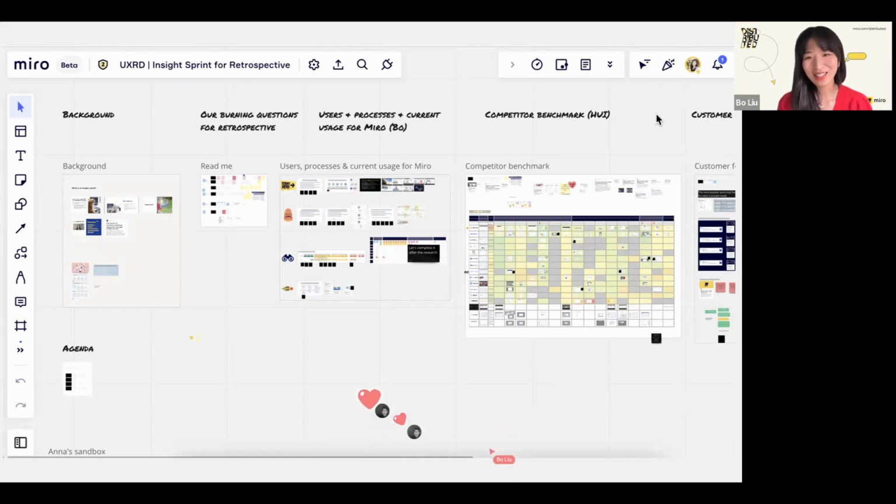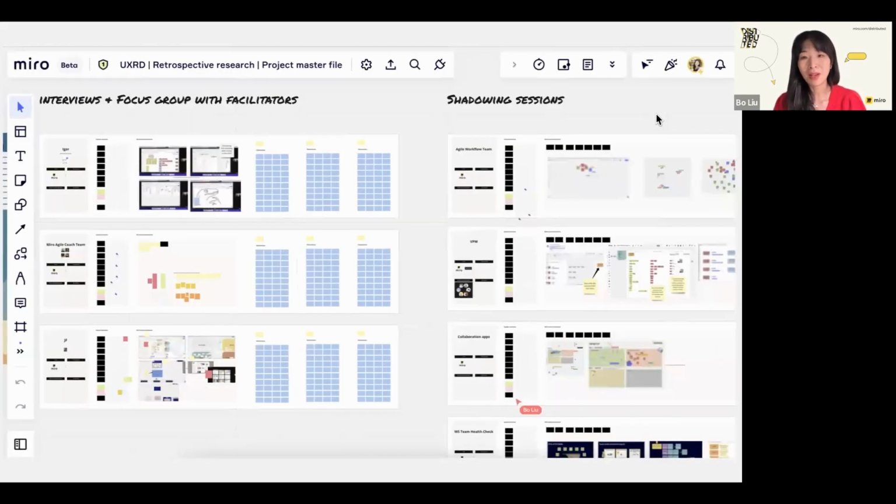So at the end of the insight sprint, we were very excited that just within 1 week, we had already learned a lot about retrospectives. And then we also came up with several ideas that we wanted to experiment with in the next steps. At the same time, we also identified our knowledge gap and then narrowed down to a few research questions to explore in the next steps. So with these research questions in mind, we did interviews and focus groups with the domain experts, so the agile coaches and engineering managers who are facilitating the retro for their teams.